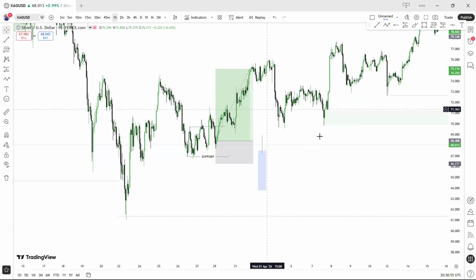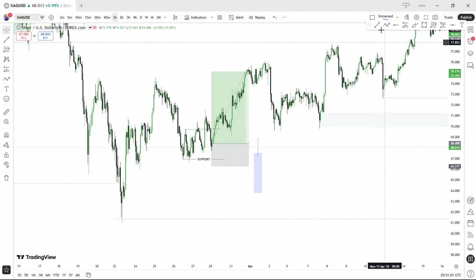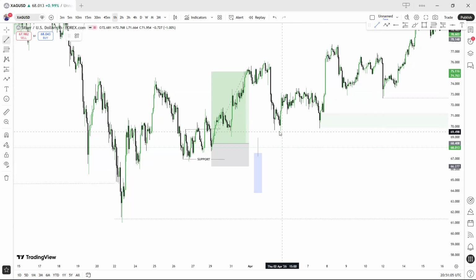So after the whole impulsive move, what you should look out for now is that accumulation. If you observe what happened here, it respected resistance. This is the support, right? This is the support from this candle. It's valid support. It respected support more than resistance.